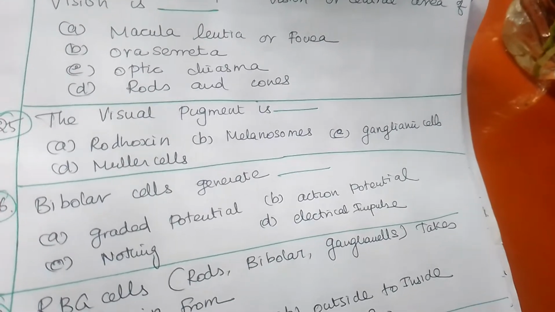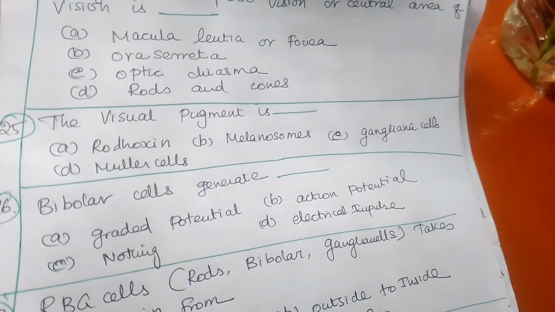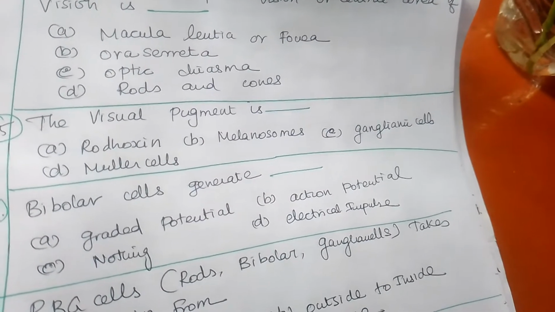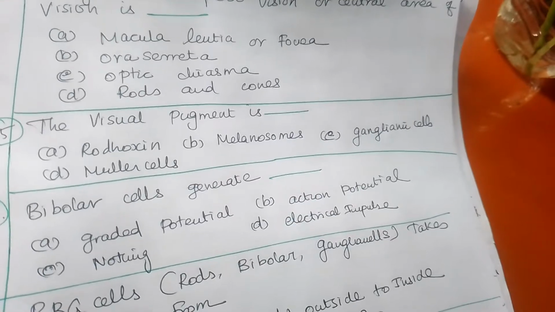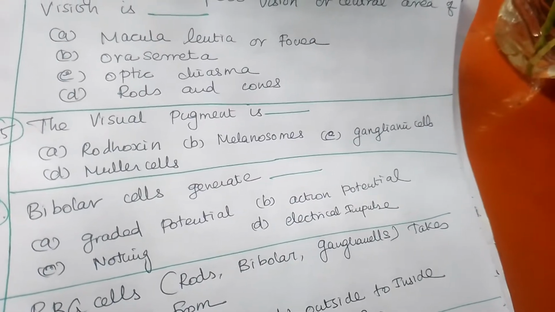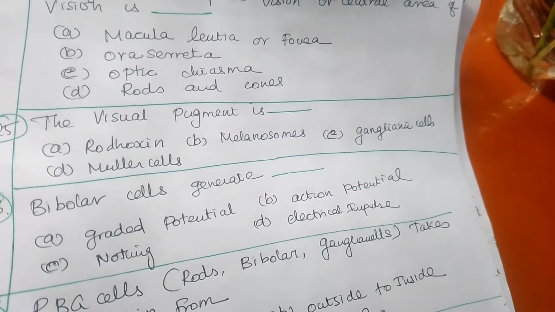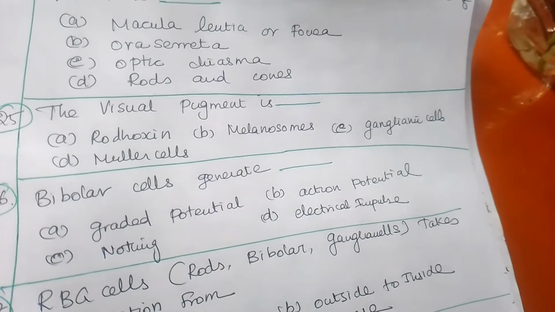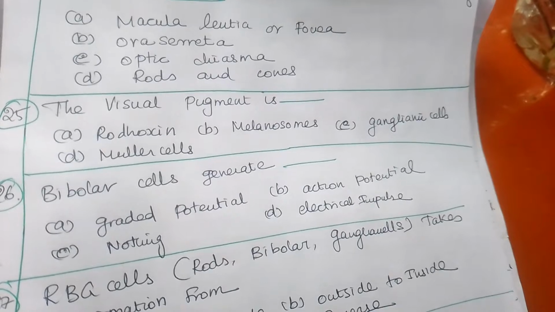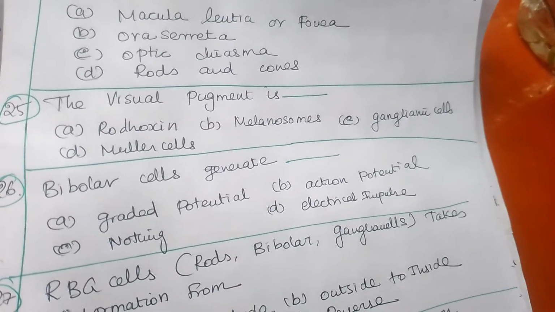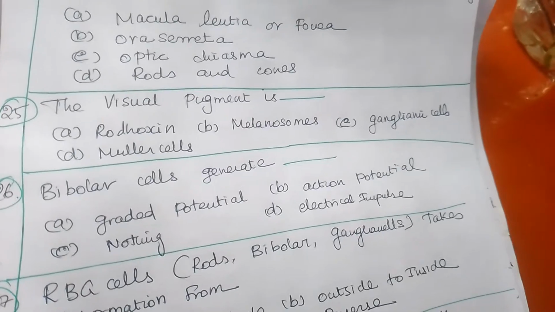The visual pigment is: A. rhodopsin, B. melanosome, C. ganglionic cells, D. Muller cells. Of course, the answer is A, rhodopsin. Rhodopsin is present in the rods. Then what is melanosome? Melanosome is present in the pigmented layer of the retina.